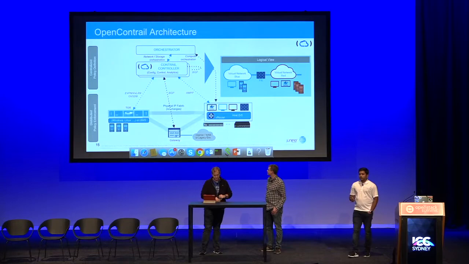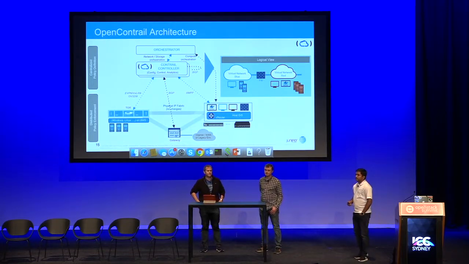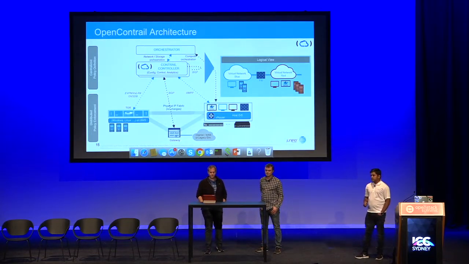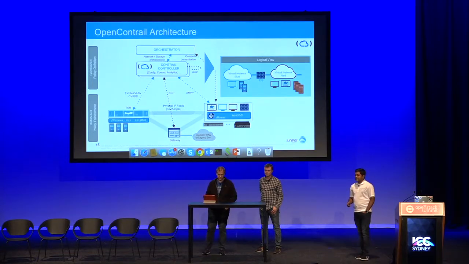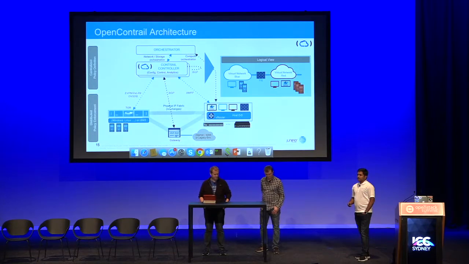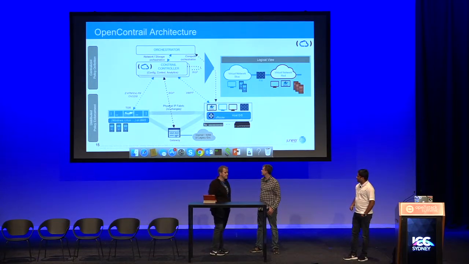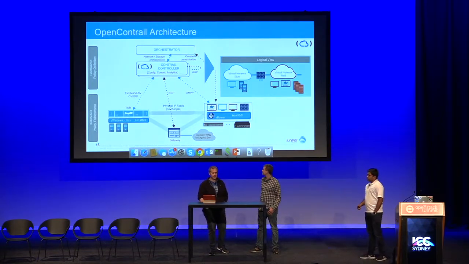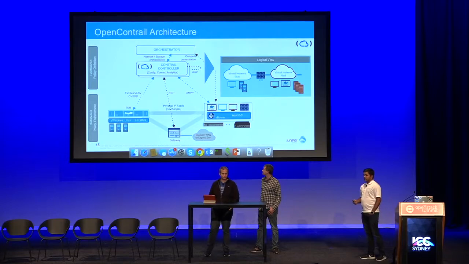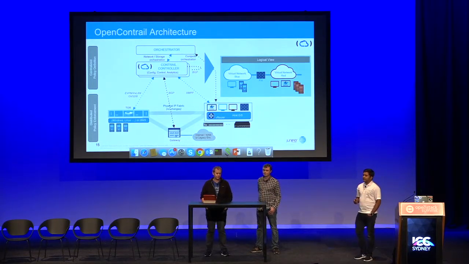So let's just talk about what OpenControl is, right? OpenControl is an open source SDN platform built using standard-based protocols. The OpenControl control plane is a logically centralized, physically distributed control plane with a distributed data plane implementation. So the first thing we talk about is orchestrators, right? OpenControl supports various orchestrators, including OpenStack, VMware vCenter, Kubernetes, and Mesosphere.